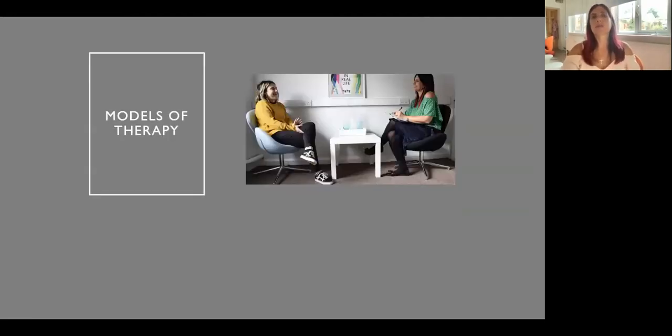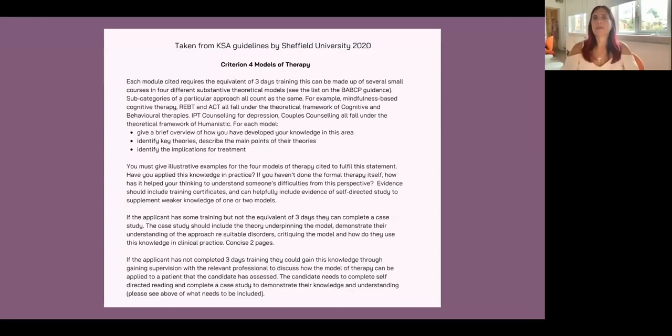Okay, and the models of therapy is probably one of the biggest sections to complete, because of the criteria. I'm not going to go through all of this, but if you do watch the video later, you can pause it and read this, or you can go on one of the social media sites, which we'll mention at the end of this session, where guidelines can be accessed, or because this is taken from the Sheffield University course guidelines, you can Google that as well.